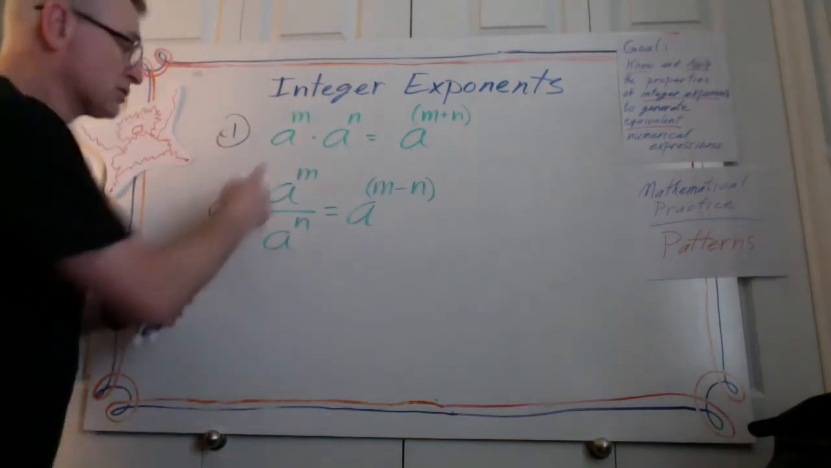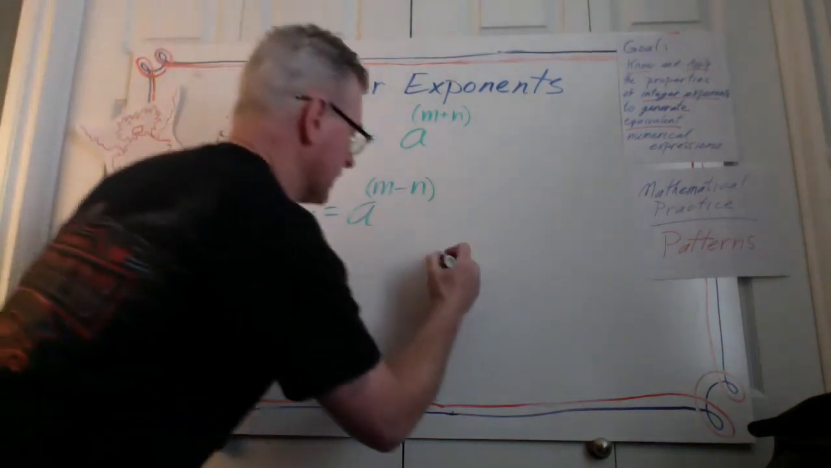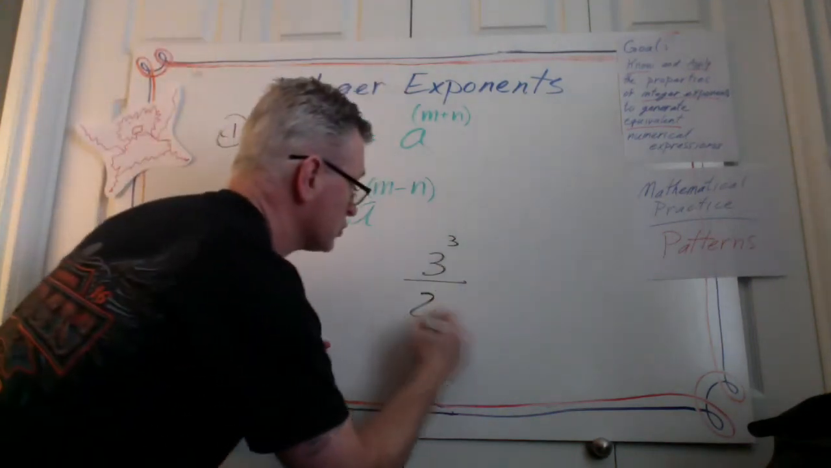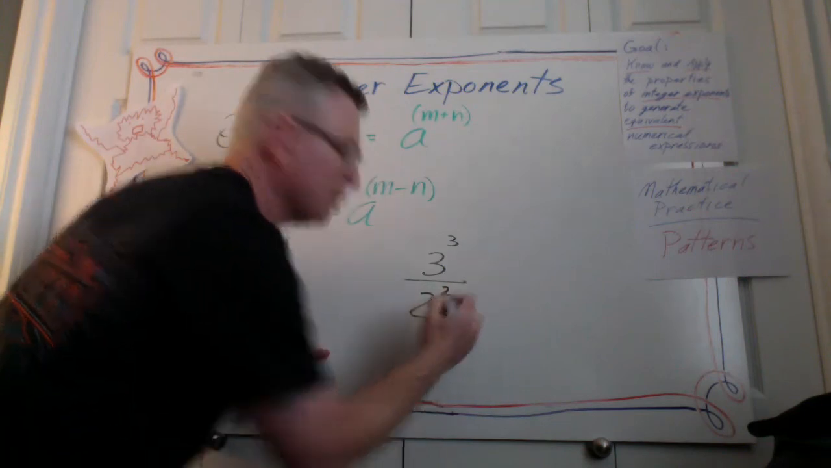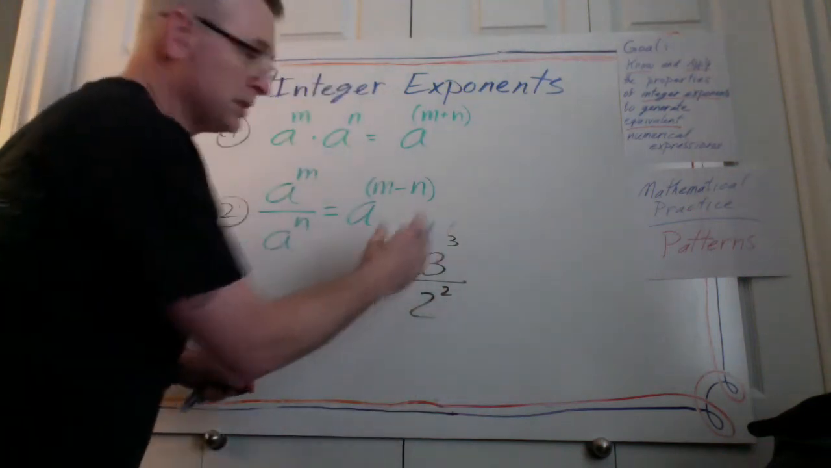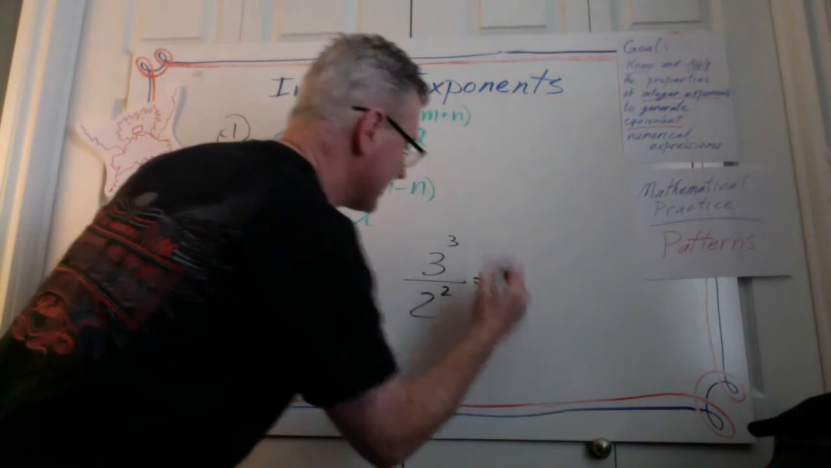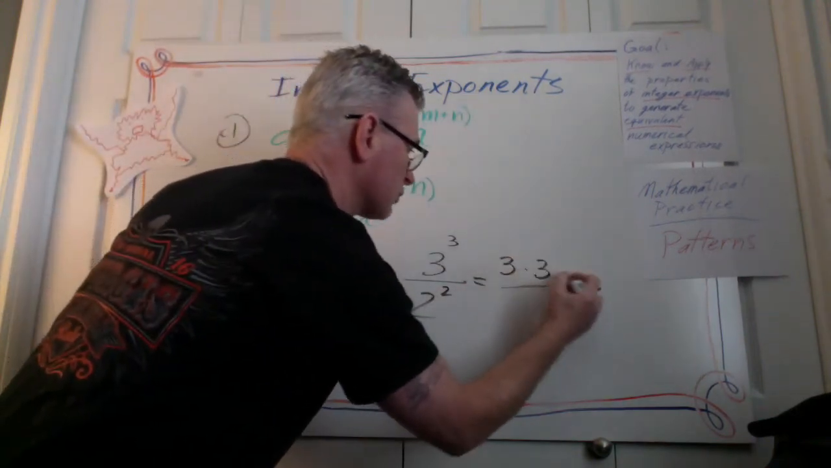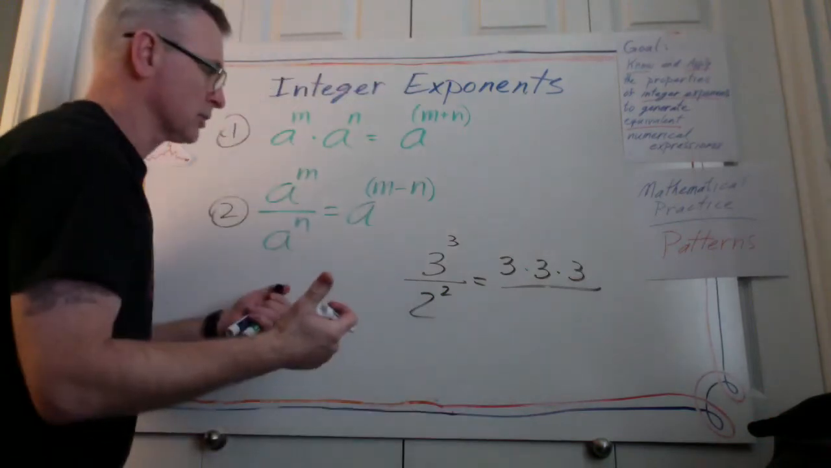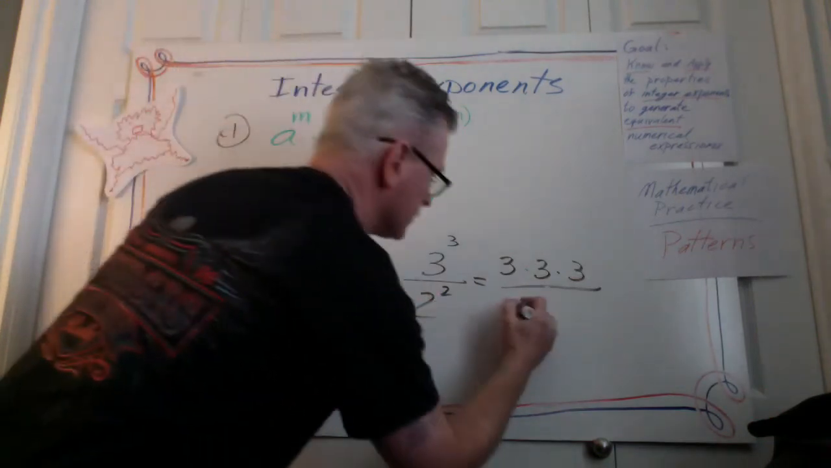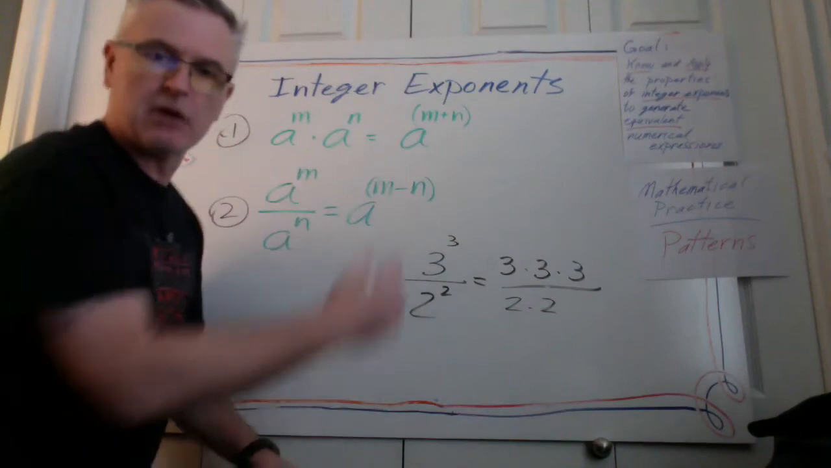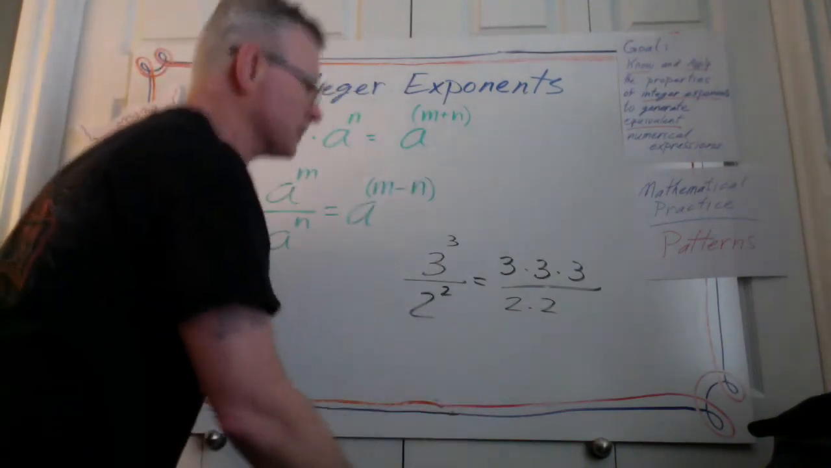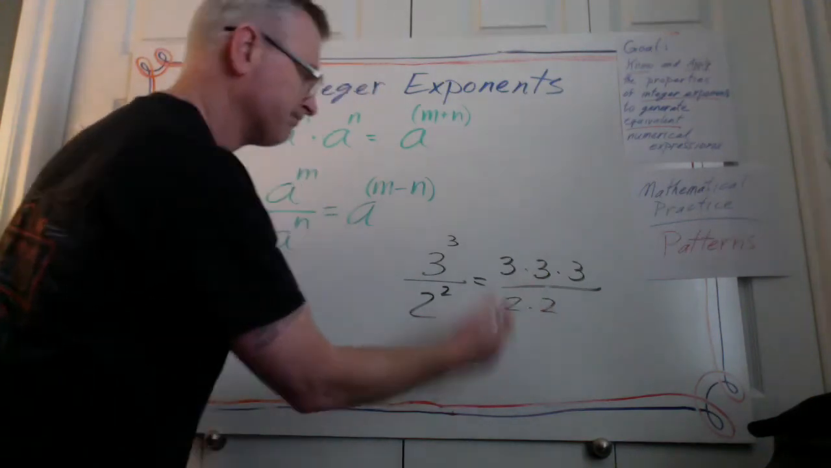Now, does this work for things that don't have the same base on them? Well, let's check it out. We've got 3 cubed, and we've got 2 squared. I'm thinking ahead. Let's expand the top: 3 times 3 times 3. Pretty sweet. On the bottom, 2 times 2. And let's take care of our ones because we know there have got to be ones in there because we're dividing by something. So let's get rid of our ones.